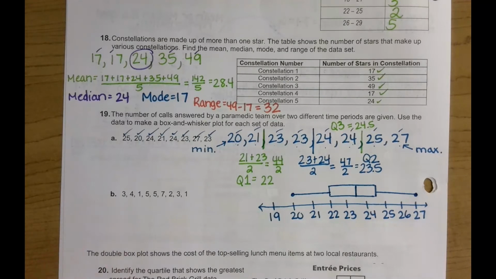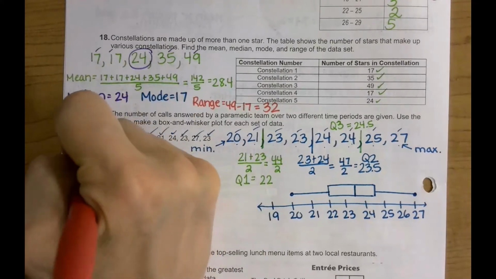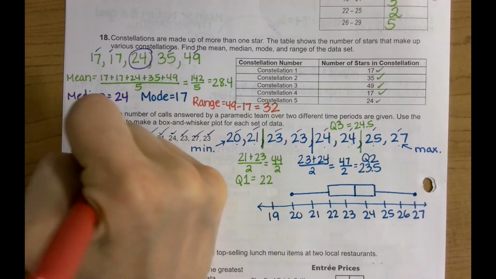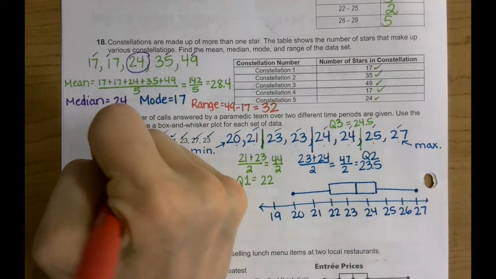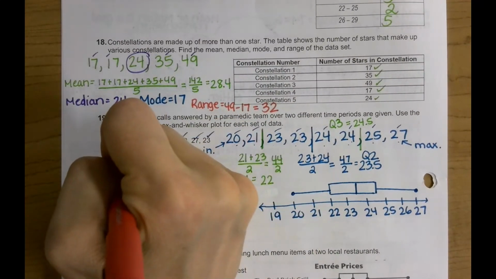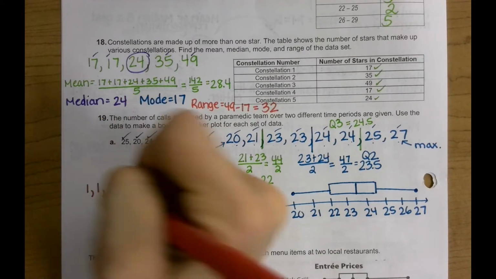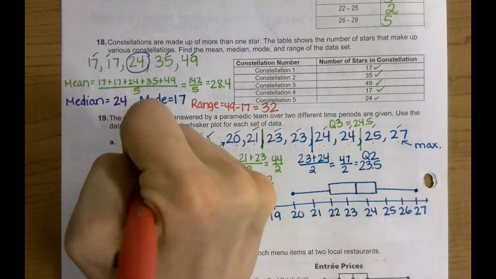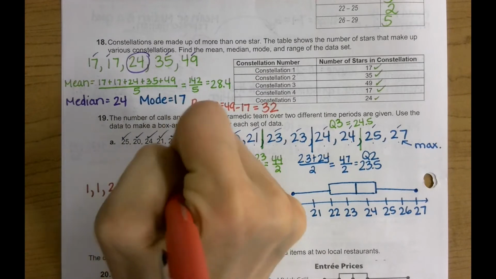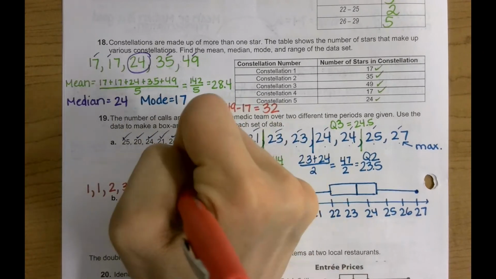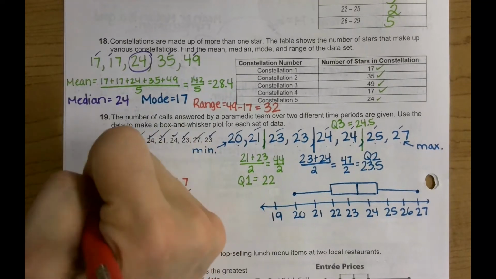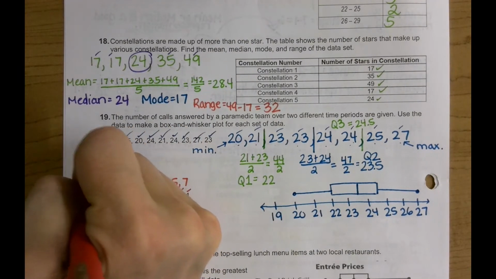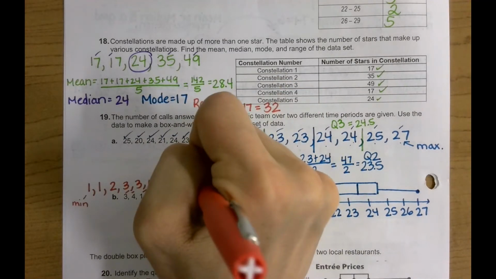All right, and the other data set, again, list it from least to greatest. So I have 1, 1, there's 2 1s here. Then I have 2, and then 2 3s, 1 4, and 2 5s, and a 7. All right, so I know my minimum is 1. My maximum is 7.